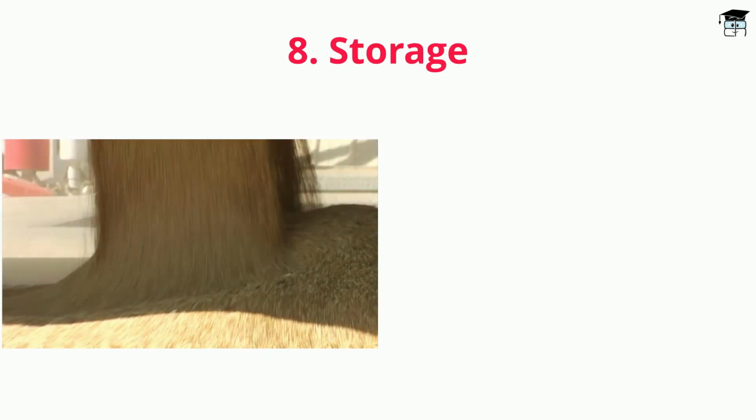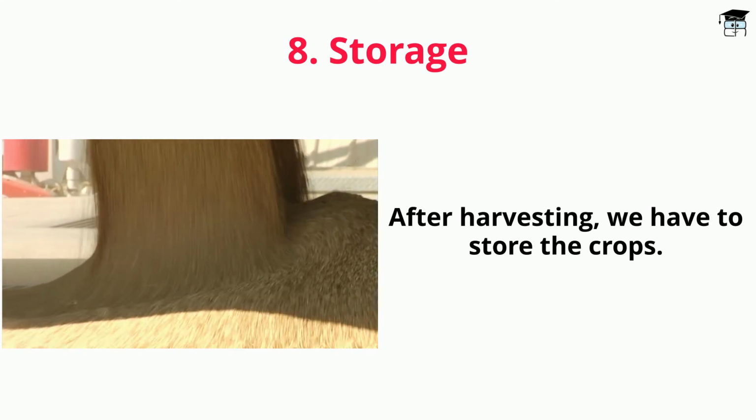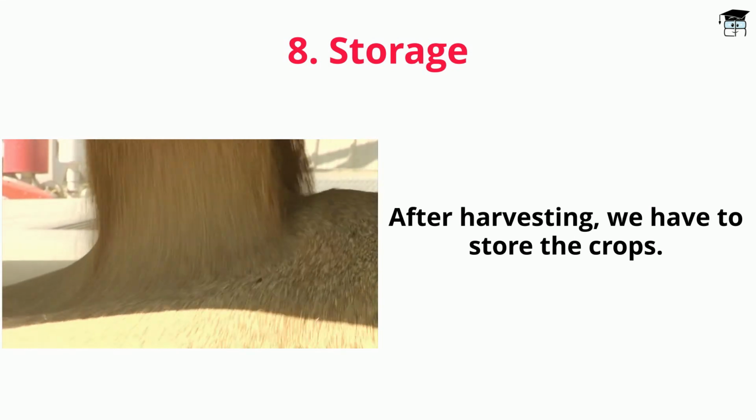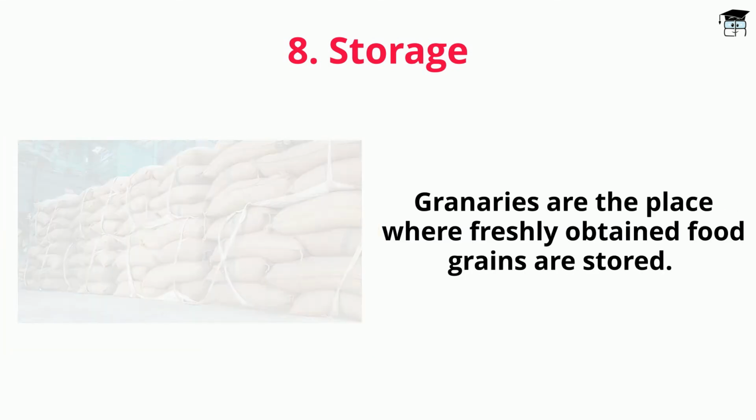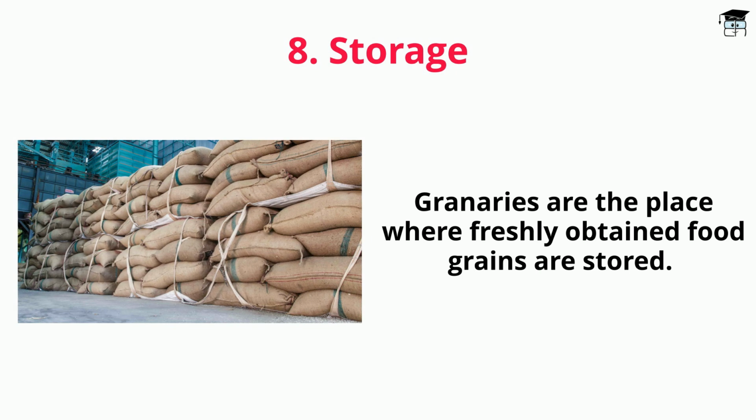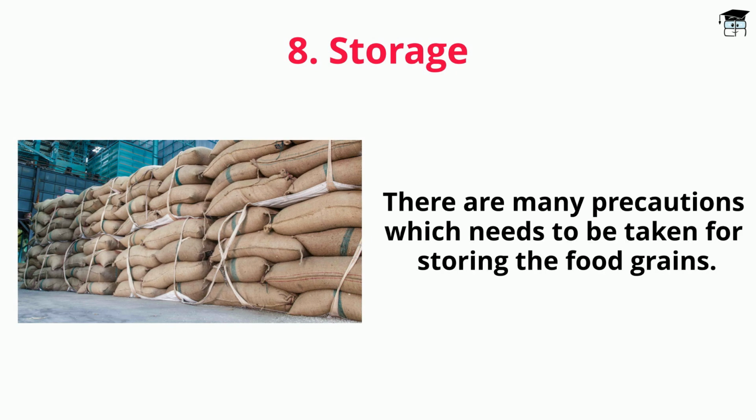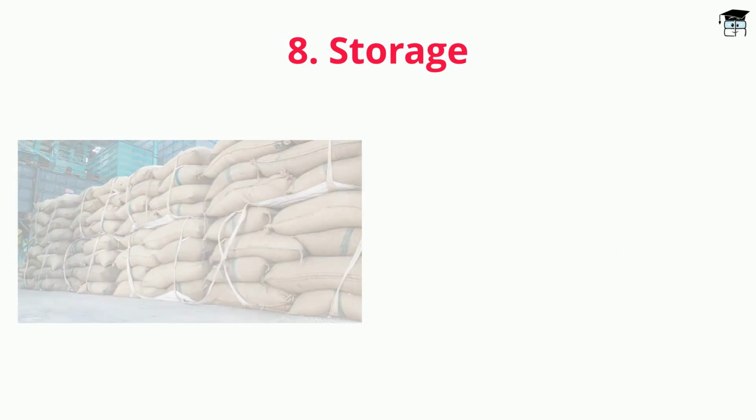The last agriculture practice is storage. After the harvesting of the crops, we have to store the crops. Granaries are the place where freshly obtained food grains are stored. There are many precautions which needs to be taken for storing the food grains.